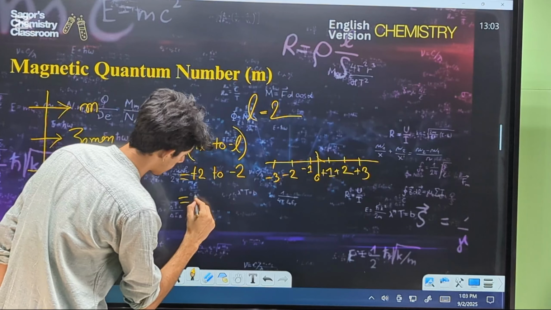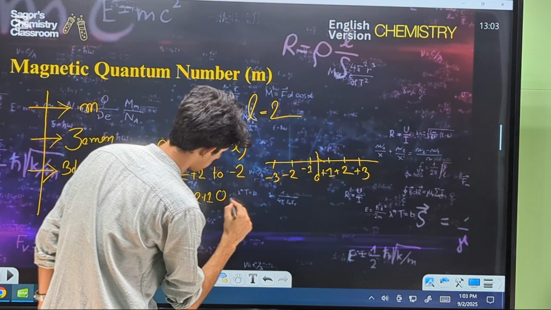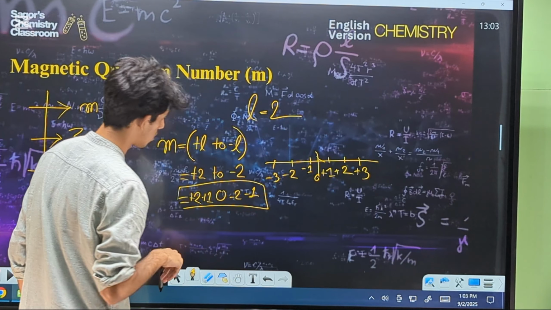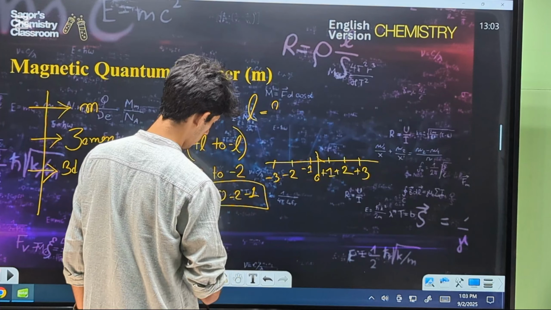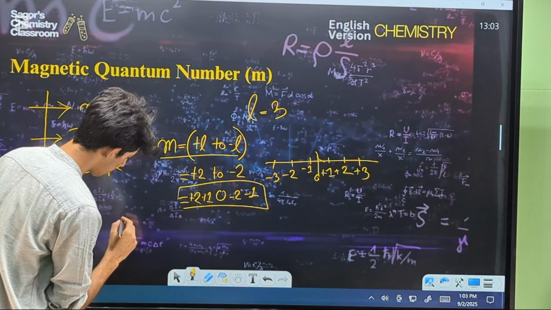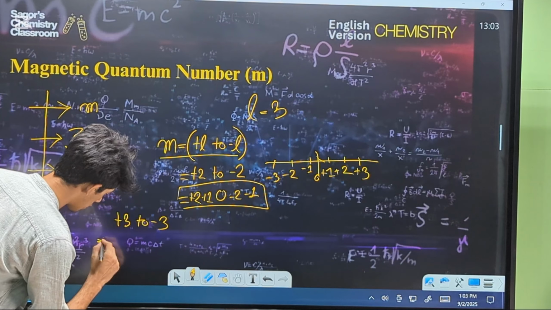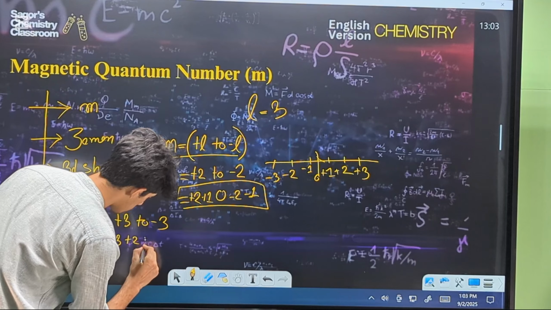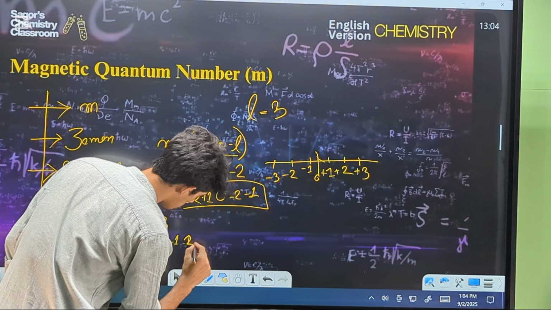So the value of m will be +2, +1, 0, -2, -1. If the value of l is equal to 3, then the value of m will be from +3 to -3. It means it will be +3, +2, +1, 0, -1, -2, -3.